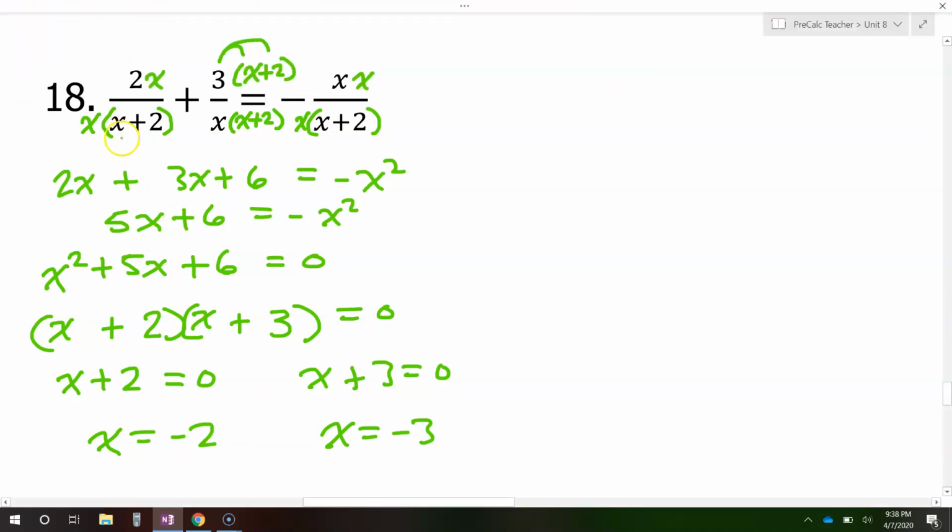If I put negative 2 in for x, that would give me negative 2 plus 2. That would be 0. You can't divide by 0. So, got to throw this one out. It is extraneous. Always watch out for that. So, there's only one solution, and it is x equals negative 3.